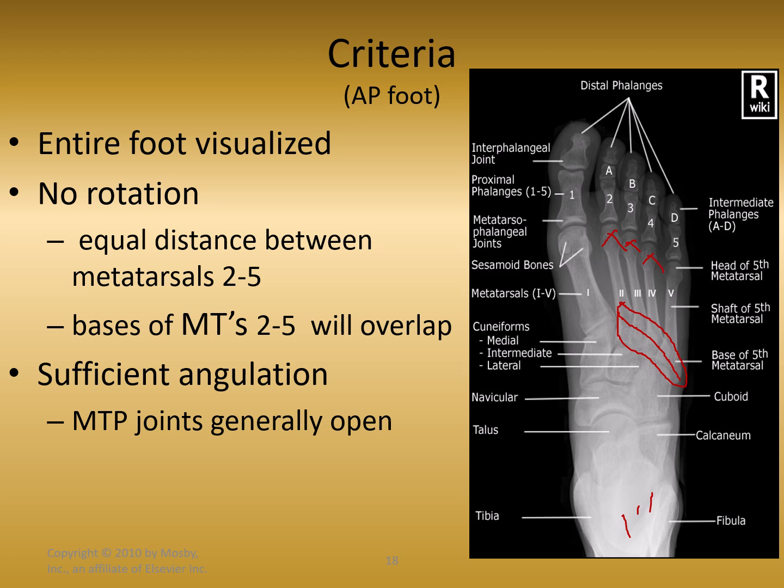All right. So the bases of the metatarsals will be superimposed, and we'll have equal distance between the metatarsals here, between the shafts of the metatarsals. That tells us that we did not rotate the foot. It needs to be a straight AP foot with no rotation. All right, we can identify the medial malleolus and the lateral malleolus, the medial of the tibia, the lateral of the fibula.